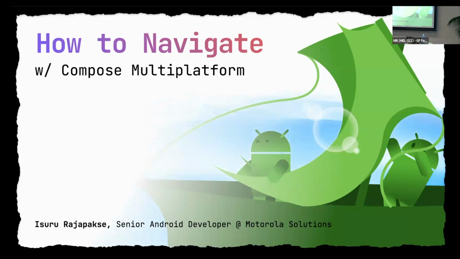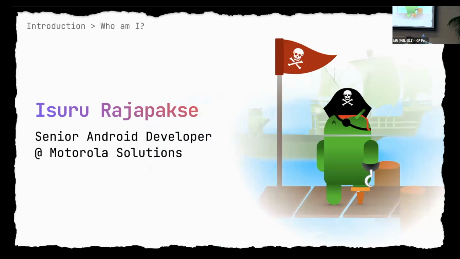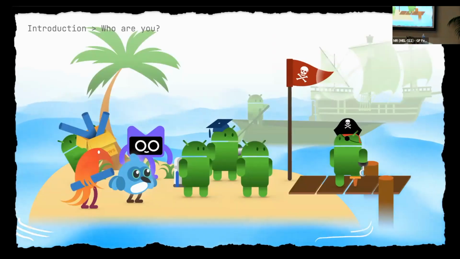Yeah, all right. Okay, so my name is Isuru Rajapakse. I'm a senior Android developer at Motorola Solutions. We specialize in mobility solutions. We make apps for police officers, and hopefully it'll help them keep the community safe. So that's the idea. All right, so that's enough about me.